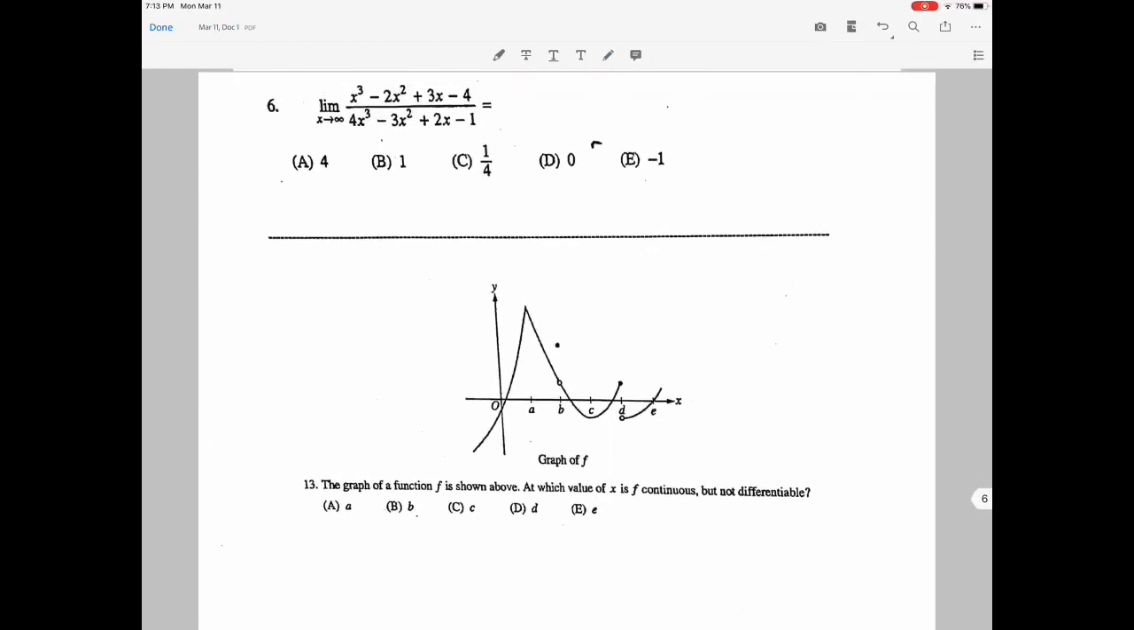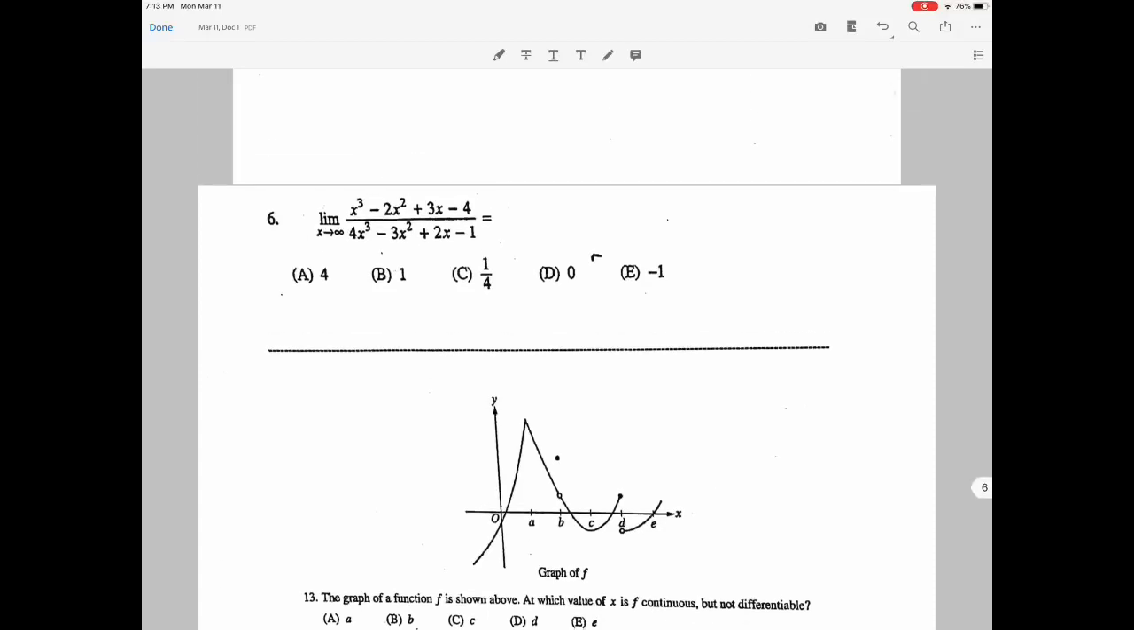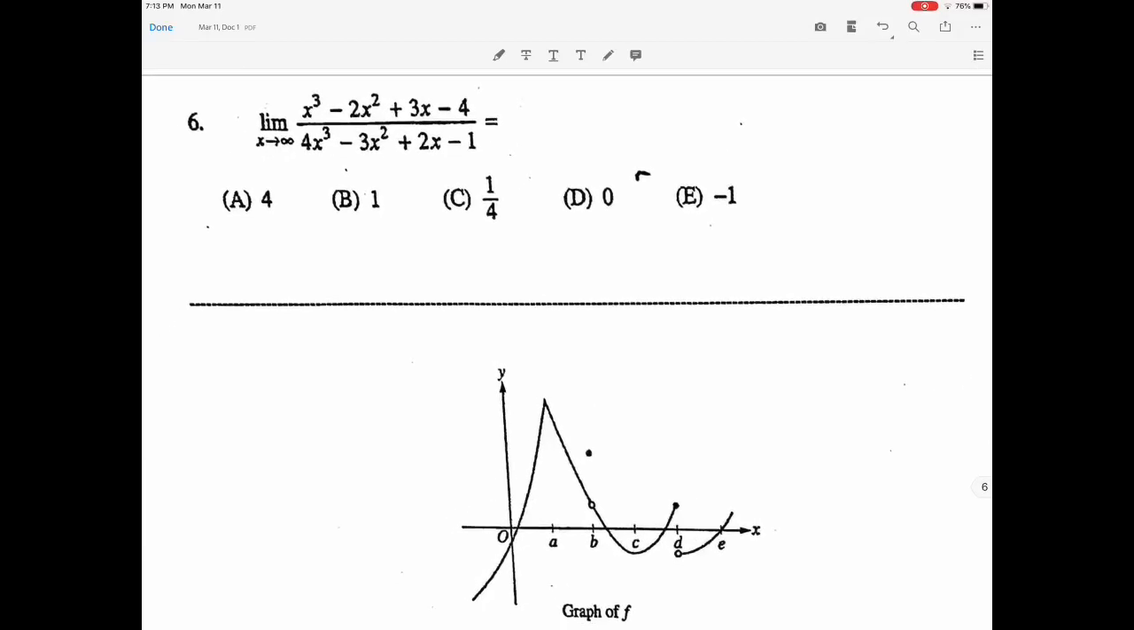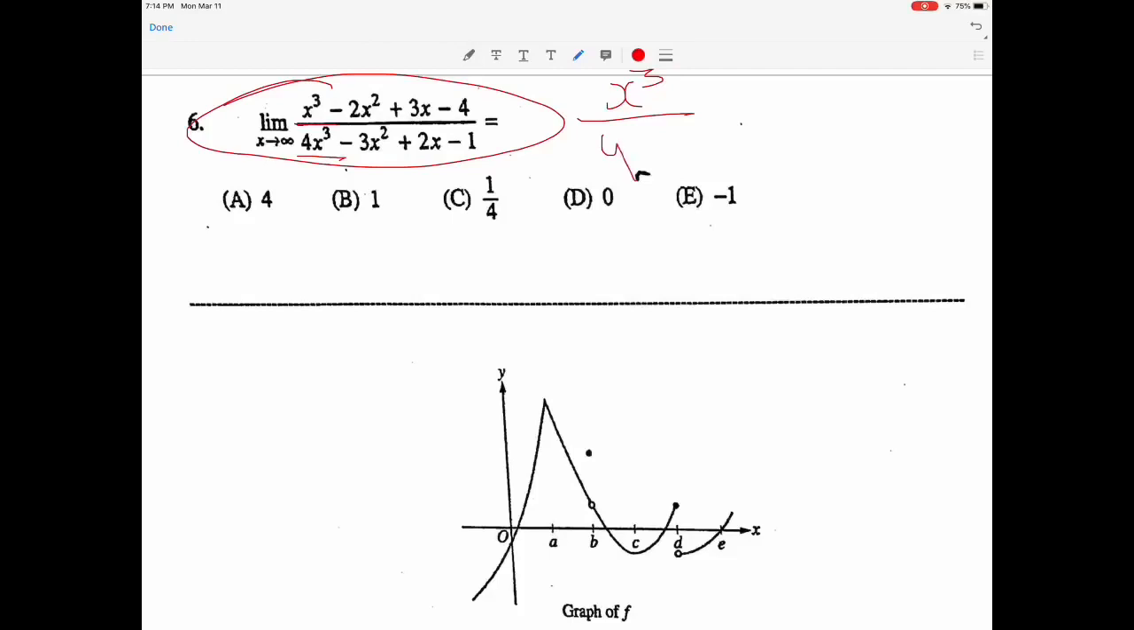Now we go to questions number 6 and 7. First, let's start with 6, which says limit as x goes to infinity of this rational function. So we have rules. Since the highest degree in the numerator and the highest degree in the denominator are equal, x to the power 3 over 4x to the power 3, we divide them. So we are left with 1 over 4. So the answer is C.